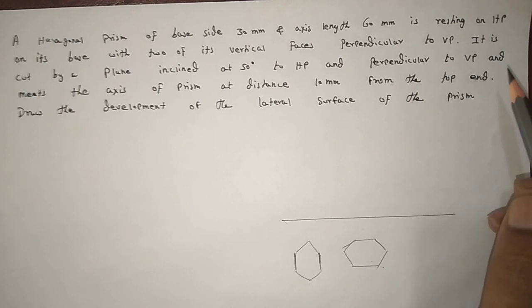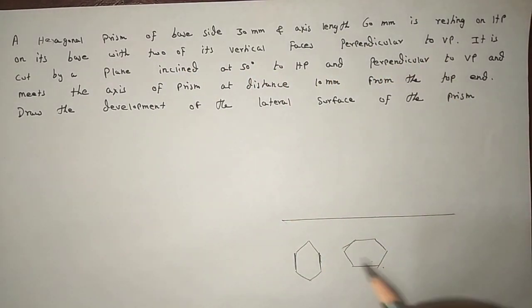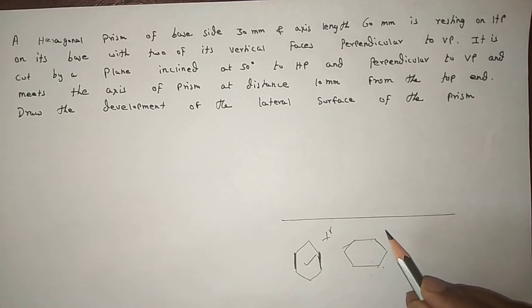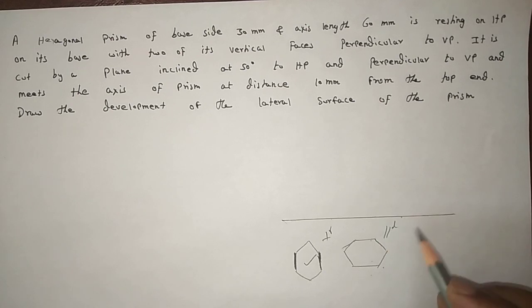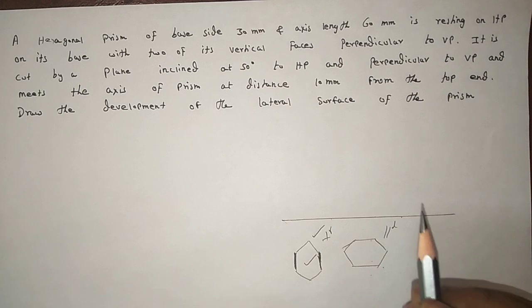So question என்ன கொடுத்திருக்காங்க, two of its vertical faces are perpendicular to VP. So we select this condition. Here the two vertical faces are perpendicular to VP. Here two vertical faces are parallel to VP. So we select this condition, first condition.